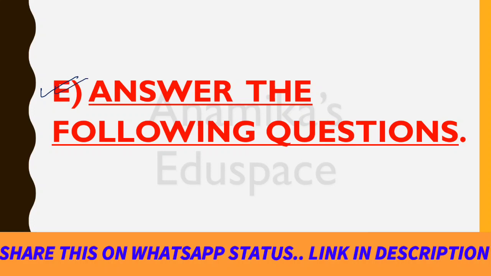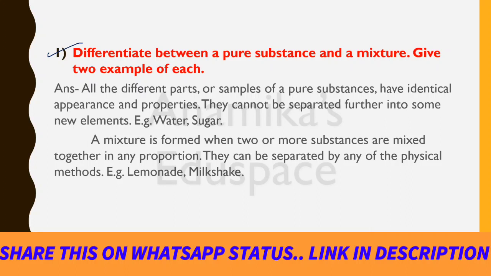Now coming to question number E, that is the big question or the long answer questions. These are all the long answer questions. The first question goes as: differentiate between a pure substance and a mixture and give two examples of each.